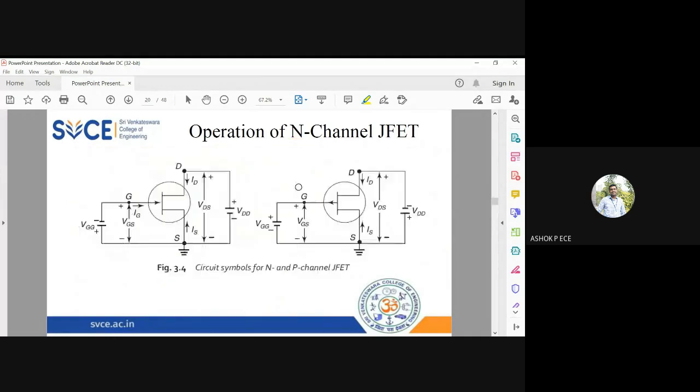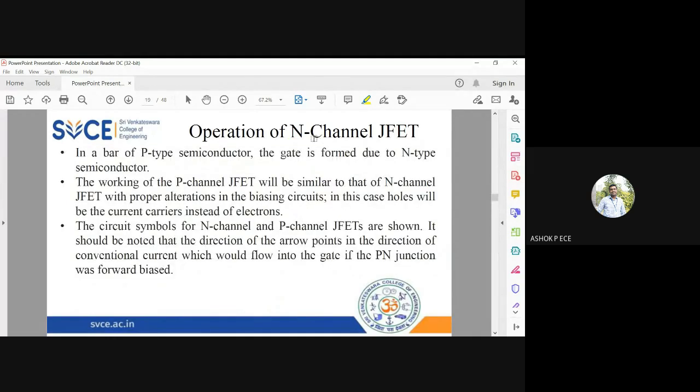So now, how do we study the p-channel JFET? It is very simple. The p-channel JFET is similar to the n-channel JFET, but with one difference. The majority carriers are holes, right? So the channel will be of p-type, and in the p-type you diffuse two n regions to form the p-n junction region, and the majority carriers in the p-channel will be holes.